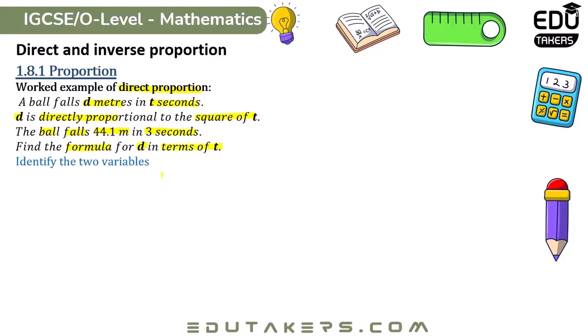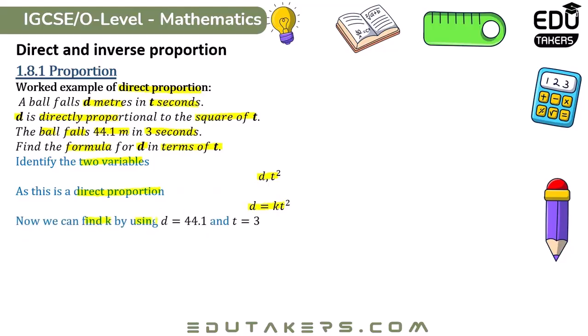First of all, identify the two variables. These are d and t squared. As this is a direct proportion, d equals kt squared. Now we find k by using the given values. d is 44.1 and t is 3. So 44.1 equals k times 3 squared, where k equals 44.1 over 3 squared, so k equals 4.9.